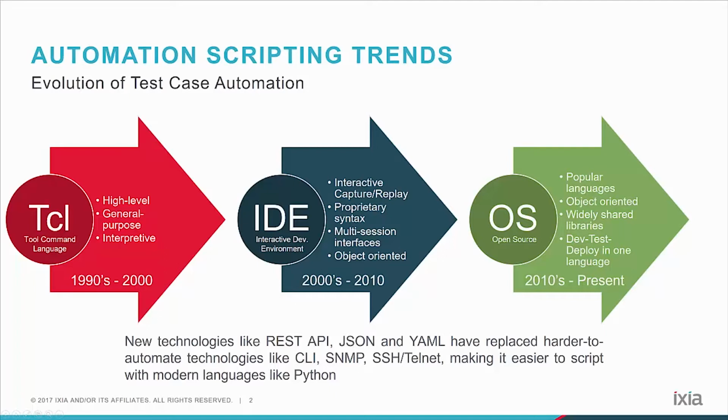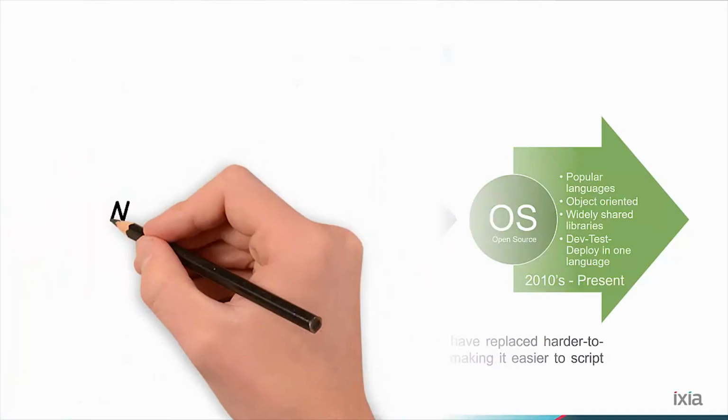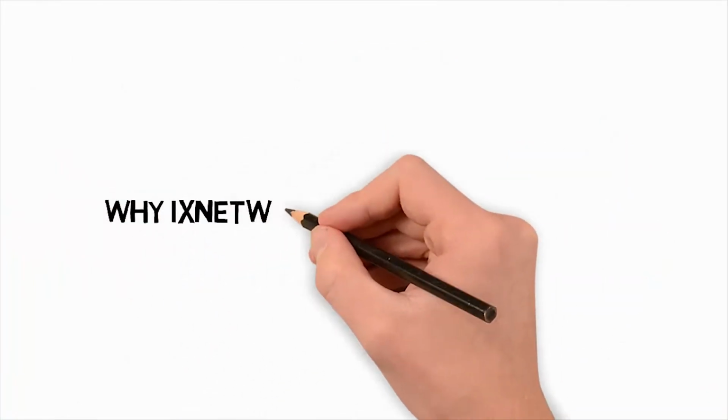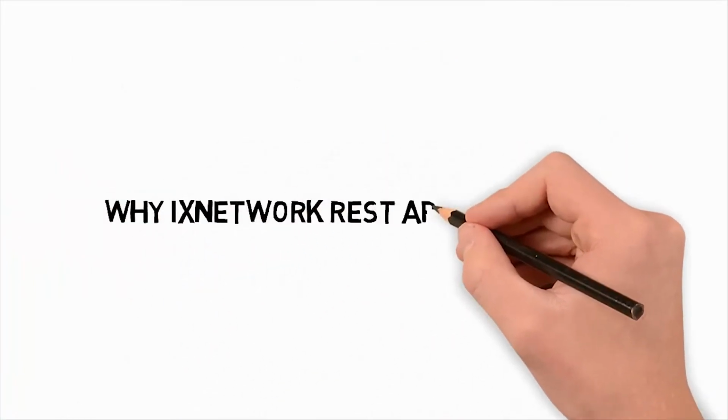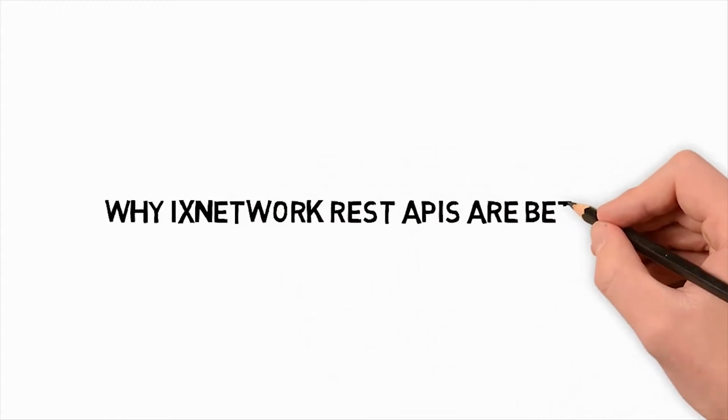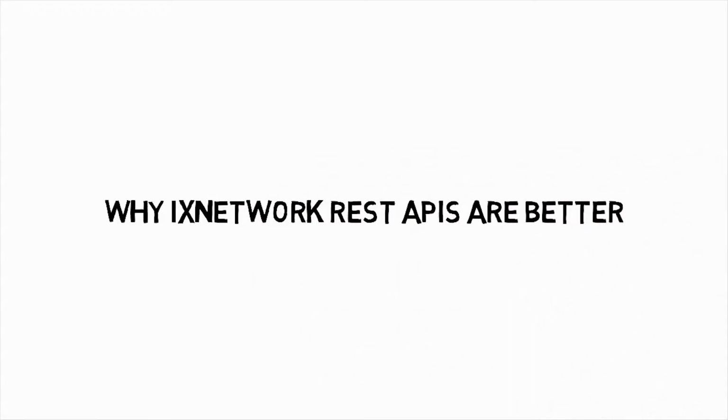Ixia has consistently been at the forefront of delivering highly automated test tools. IxNetwork has a wide array of automation APIs, but the modern automation paradigm demands tools that can be automated rapidly with highly maintainable interfaces. That's why IxNetwork's REST APIs are better than any other option. To understand why they are better, let's begin at the beginning.